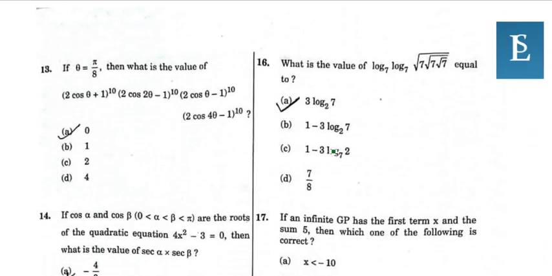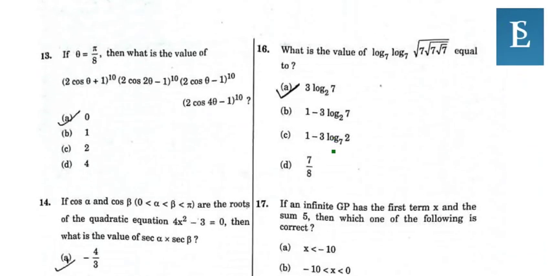Next question is, if theta is equal to pi by 8, then what is the value of (2 cos theta plus 1) power 10 into (2 cos 2 theta minus 1) power 10, (2 cos theta minus 1) power 10, and (2 cos 4 theta minus 1) power 10. So theta equal to pi by 8, then what is the value of this? So you have to solve this question simply. So final value is 1. So the answer will be B, 13th is B.